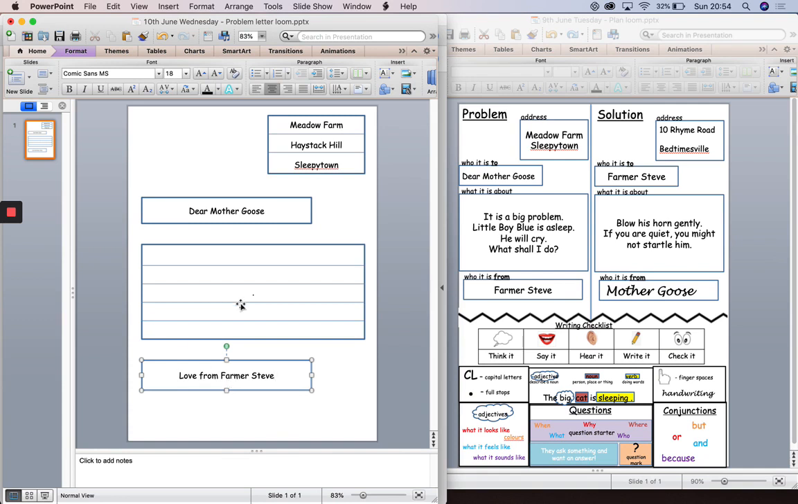Okay, so what is my letter about? What is the problem? So it is a big problem. I might start that as Farmer Steve writing it. So I have a big problem. I, finger space, have a big problem. I might put an exclamation mark, thinking back to the letters we had before. It might be quite a nice way to do it. I have a big problem.